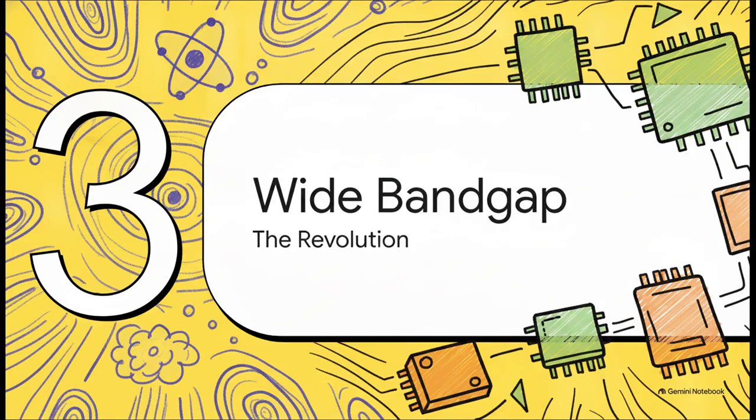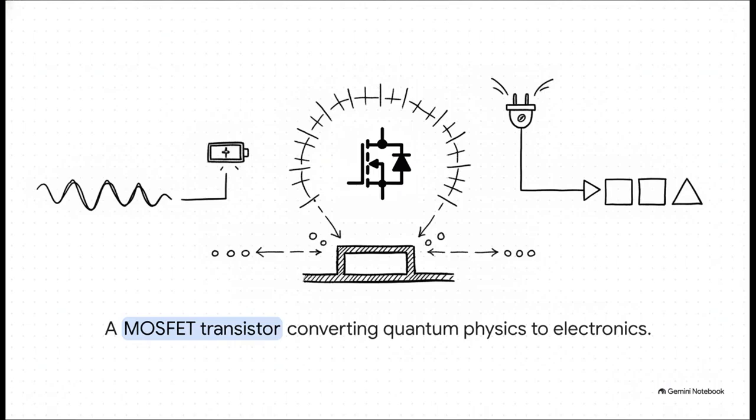Okay, section 3, the wide bandgap revolution. We've spent a good amount of time in the microscopic theory of quantum physics now. Let's start zooming out to macroscopic engineering and see how we actually harness all of this. Manipulating these microscopic band gaps, calculating effective masses, and tracking those phantom holes, this is exactly what allows engineers to build devices like a MOSFET transistor.